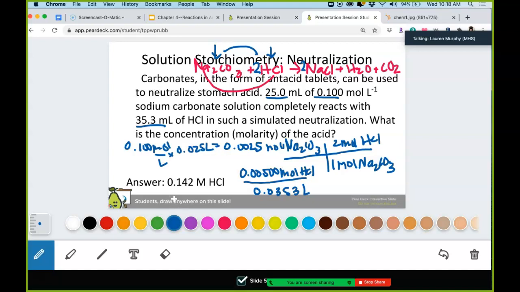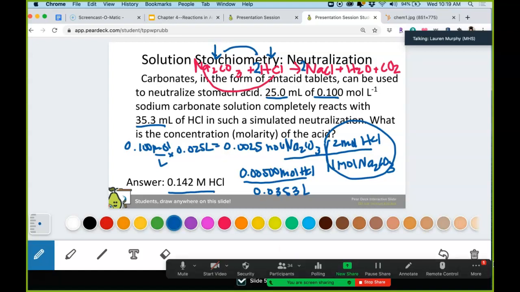So you end up with 0.142 molar HCl. So molarity to volume, stoichiometry for the neutralization reaction, and turn moles and volume into molarity. Remember, molarity equals moles per liter. This is the beautiful, proper way to do this problem. Do I have any questions so far?